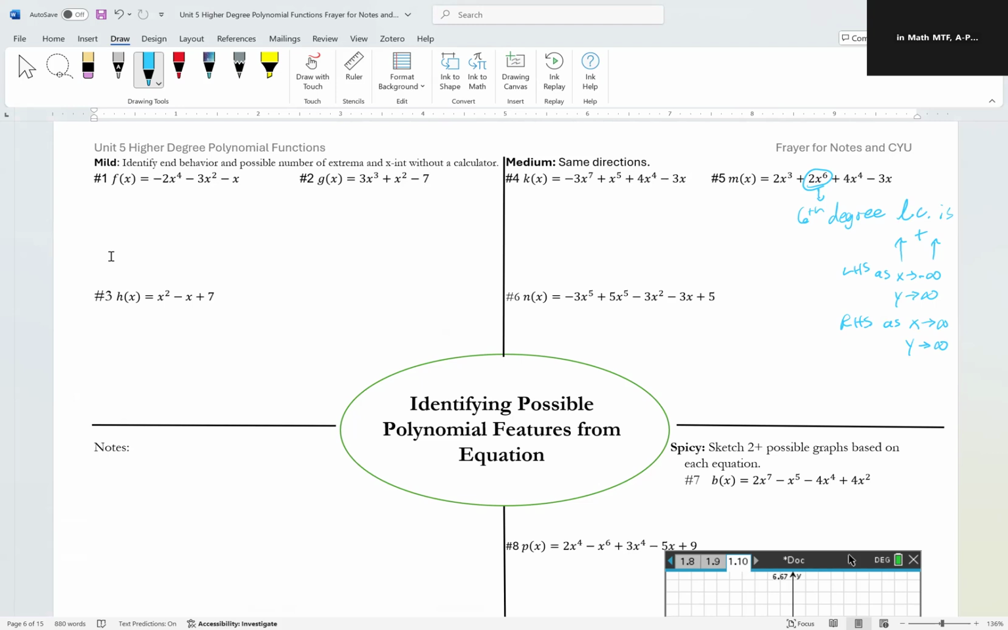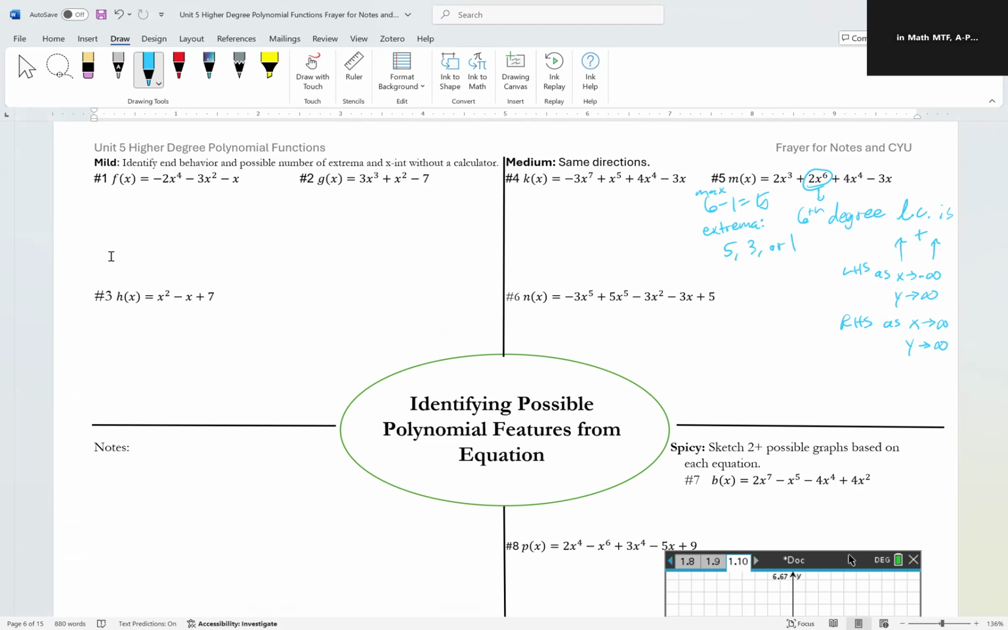Notice I didn't even find the middle because I don't know exactly what the middle looks like, but I do have all of that information just based off of the degree and leading coefficient. Also, I know from what we studied in class, the maximum number of extrema is n minus 1, but extrema come in pairs. And so the number of extrema could be 5 or 3 or 1.